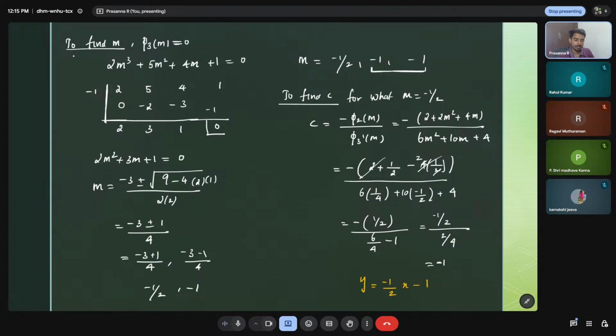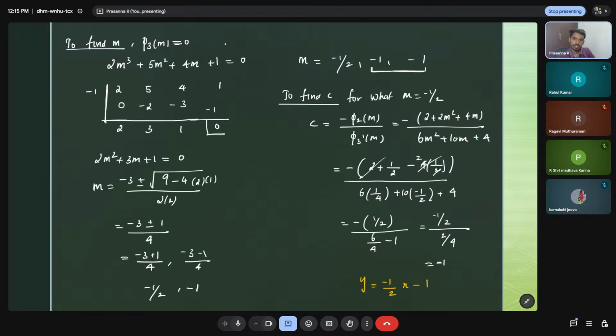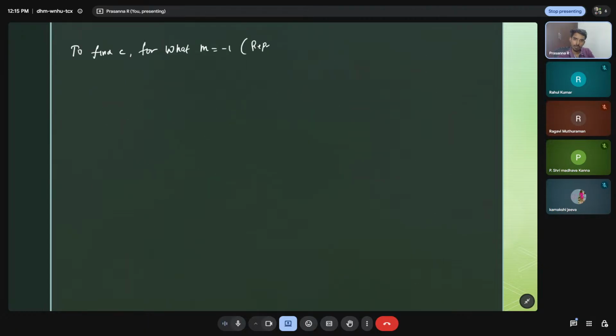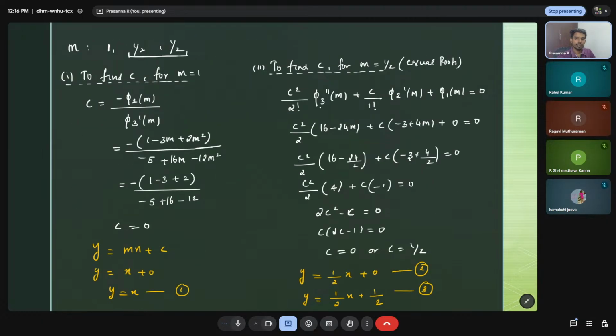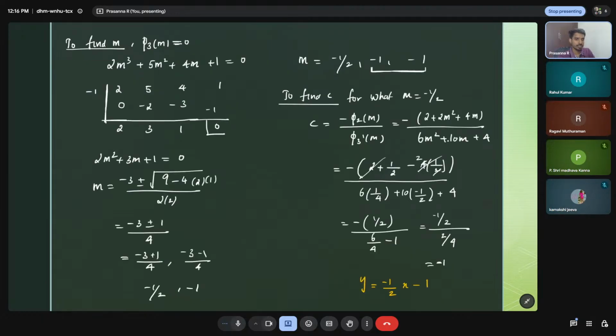Now to find c for m is equal to minus 1. So minus 1 is a repeated root, right? So that is given by c square by 2 factorial p3 double dash of m plus c by 1 factorial p2 dash of m plus p1 of m is equal to 0, right? p3 double dash, p2 dash, p1 of m. Now c square by 2 factorial p3 double dash of m. We already know p3 dash of m.